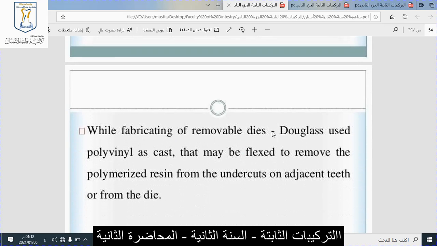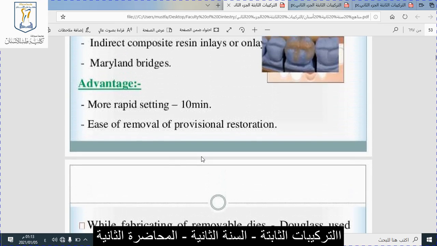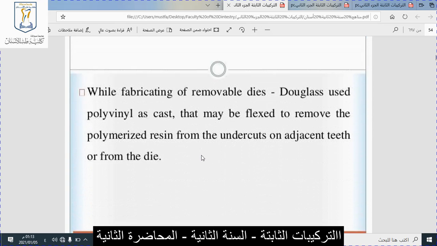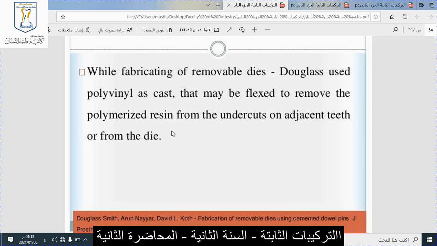While fabricating the die, Douglas used polyvinyl siloxane as a cast that is flexible to remove the polymerized resin from the undercut or from the adjacent teeth. So it is easy to remove the resin in case of resin indirect restoration, inlays or onlays. Easy to remove it from that undercut because of its flexibility to assist easy removal.